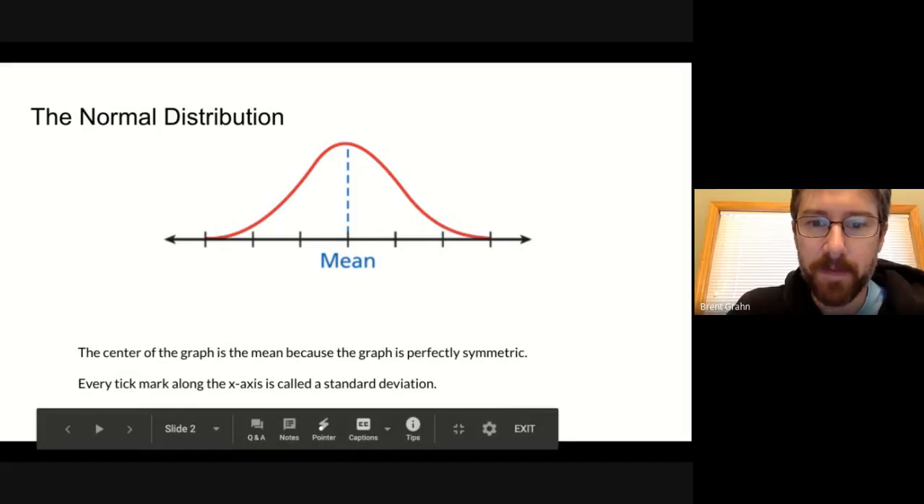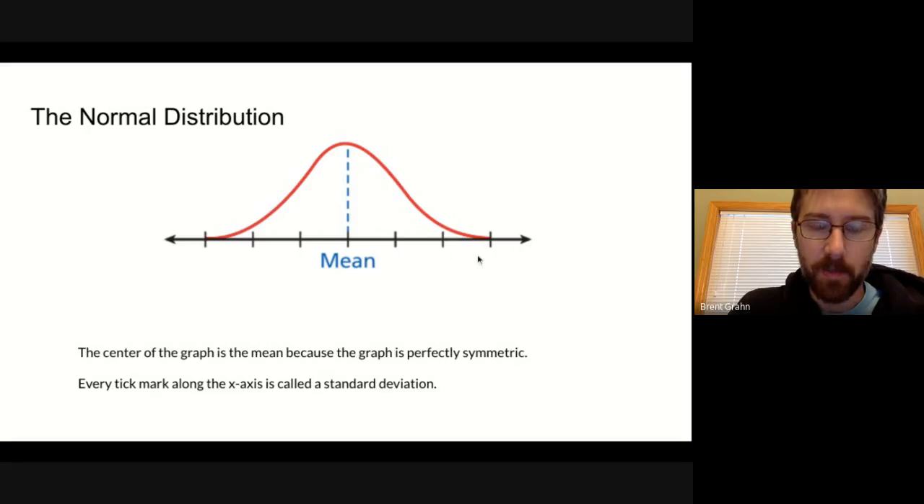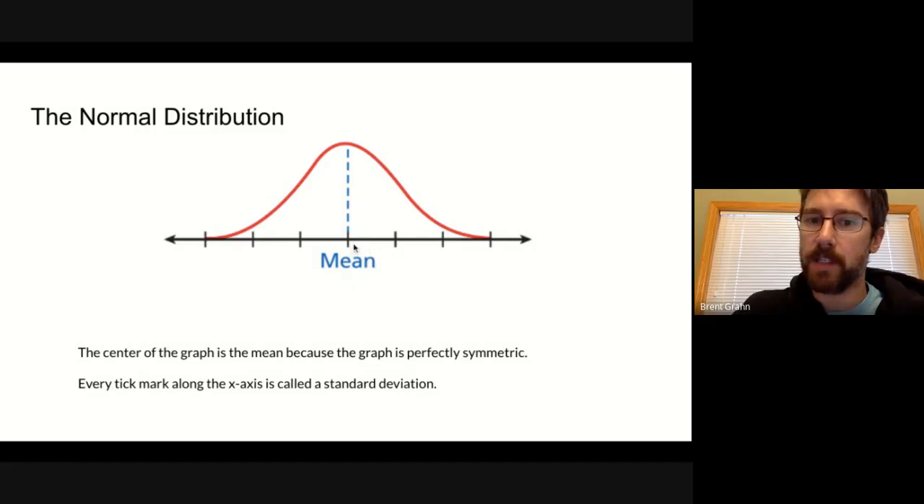So the center of the graph is the mean, because if it's truly normally distributed, it's a perfectly symmetric graph. And our tick marks here are at regular intervals, and the distance there is called the standard deviation. The standard deviation is a measurement of how spread out the data is. If the distance here is really small, a small standard deviation, that means it is a very narrow set of data. And if the standard deviation is large, that means it's a wider set of data.